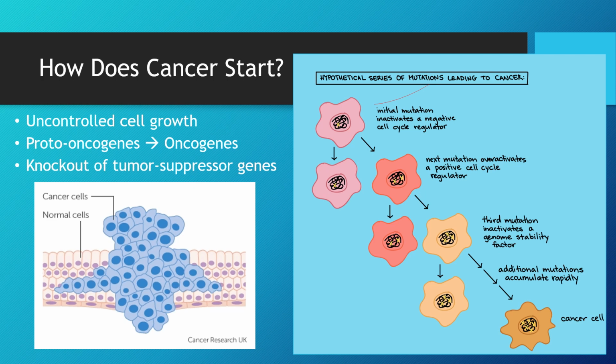Let's begin by first looking at what cancer is. Cancer describes the uncontrolled growth of cells in a given tissue in the body. Cancer starts when key mutations are made to genes that regulate the cell cycle.